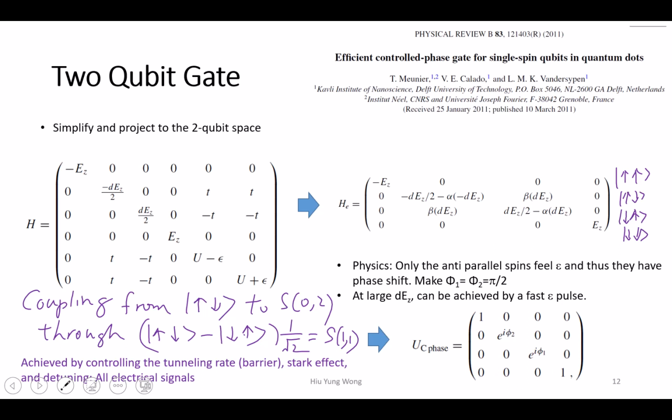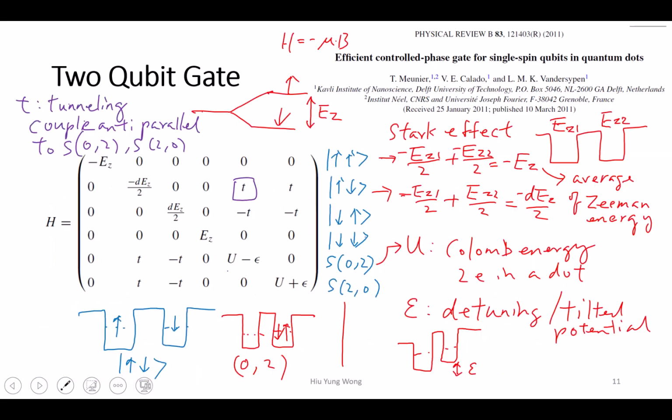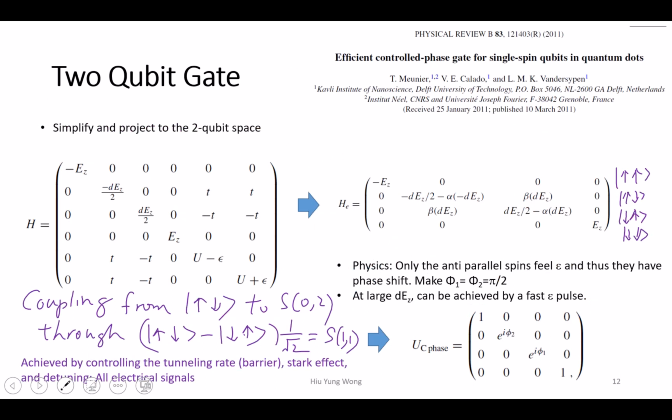And the final message is this. The whole thing here is all by controlling the electronics. We use the Stark effect. We need that in order to have a large delta EZ. That is important. We also need to tune the potential, which is easy, with a fast pulse. So you can have this epsilon, you tune it very fast. Okay? And yeah, that's it.